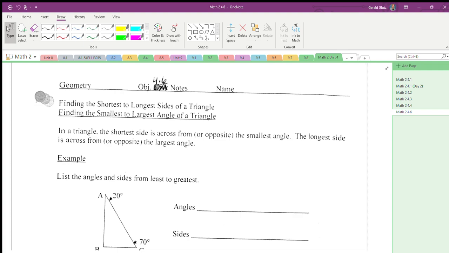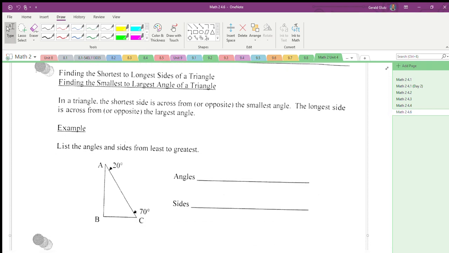Hello. So today's lesson should be a little bit more simple than the last couple. There's not really any new vocabulary. It's a little more easy to understand, hopefully. So we're talking about triangles and their angles and the lengths of their sides. We kind of talked a little bit about this in the past.